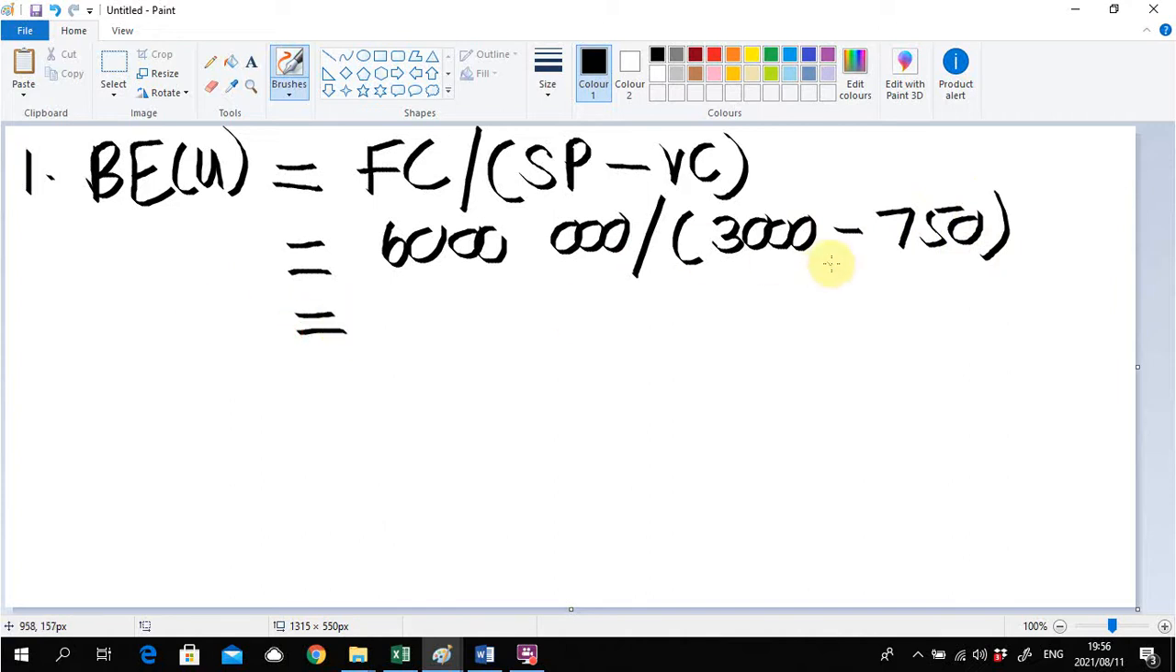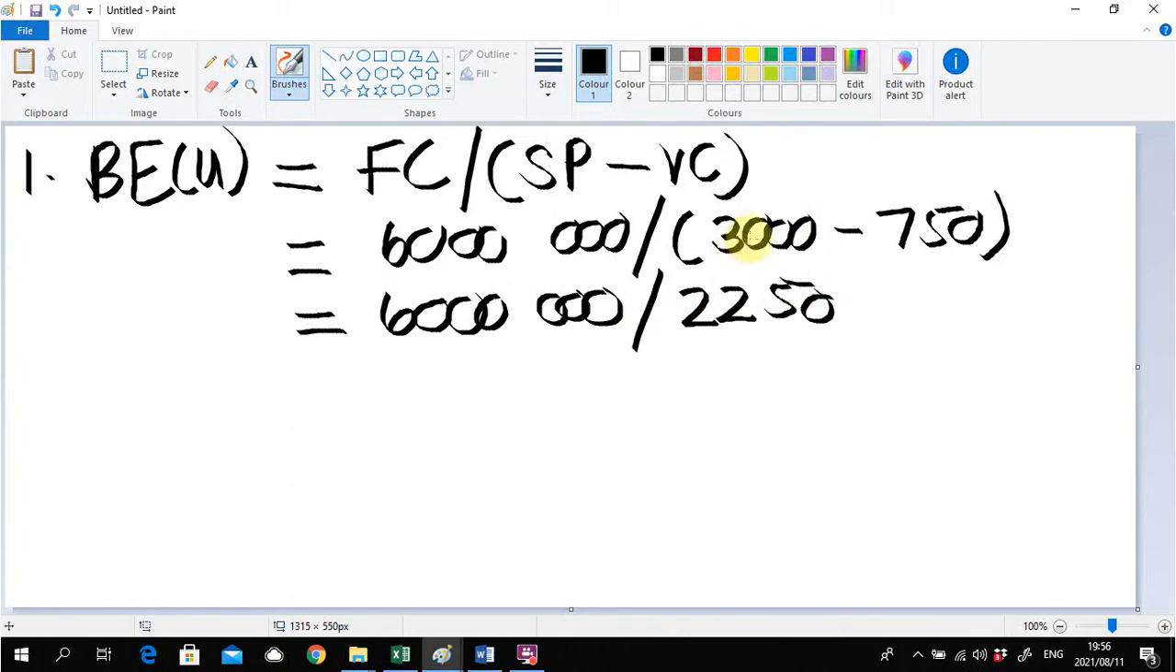If I do the calculation in terms of mathematical order, it says we must first do brackets, then multiplication and division, then addition and subtraction. So I'm going to start with solving the bracket. So that would leave us with 6 million divided by 250, which is the difference between 3,000 and 750. If I then say 6 million divided by 250, I get an answer of 2666.67. On your calculator, it's 666 repetitively.